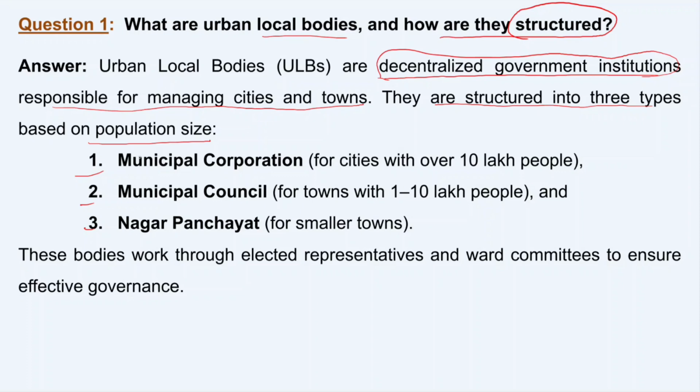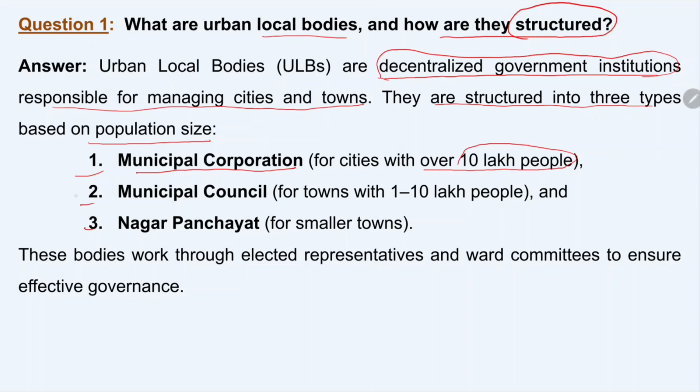All right, so they are structured in three types. First is municipal corporation, that is for the cities which have a population of more than 10 lakh. That is for big cities, what you will be calling it is municipal corporation. And what is the Hindi term for this? See, I hope you remember, we have discussed also, isn't it? Municipal corporation means Mahanagar Nigam, isn't it?